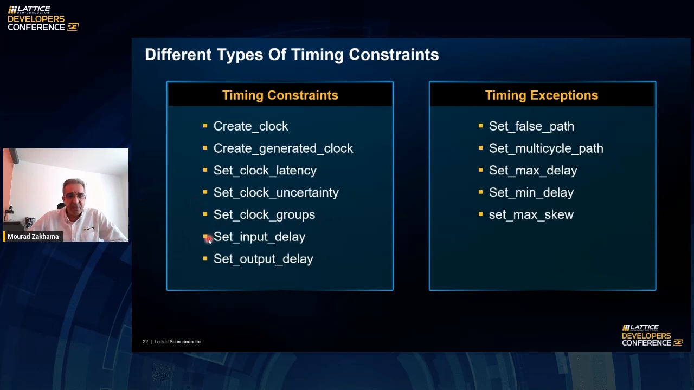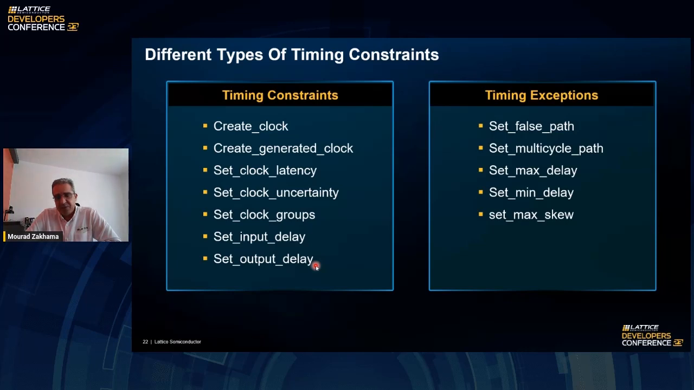Input delay. For any input path to the FPGA, we use input delay, and we reference that to a virtual clock that we create here. Output delay covers all paths that are output from the FPGA to another device. Once we do all this, we have our timing constraints covered, and we may look at exceptions.